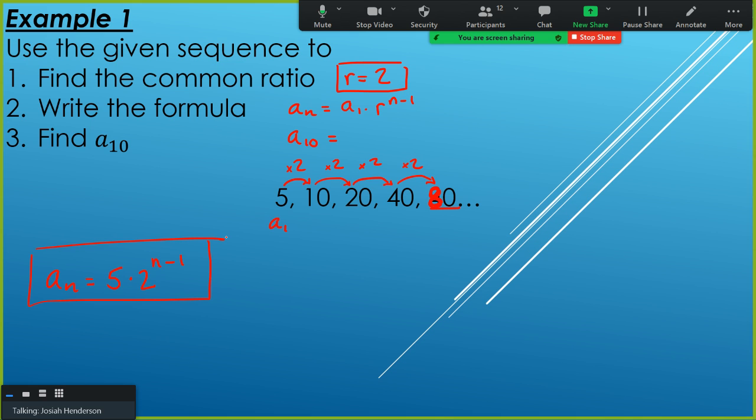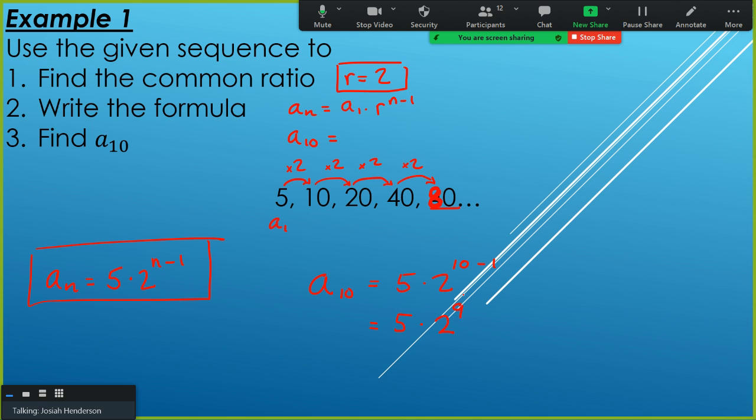And now we should be able to use that to find any number in the list. Let's find A sub 10, the 10th number in the list. A10 is 5 times 2 to the 10 minus 1 power. So do the subtraction first, then you're going to do 2 to that power, and then you do times 5 at the very end. So 10 minus 1, that's 9. So we're going to do 2 to the 9th power.